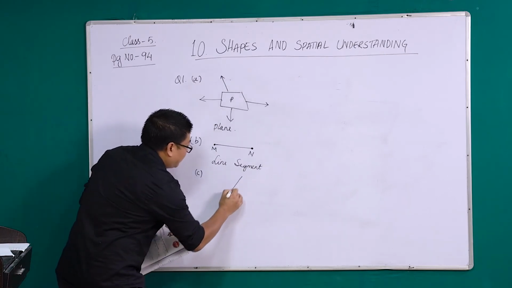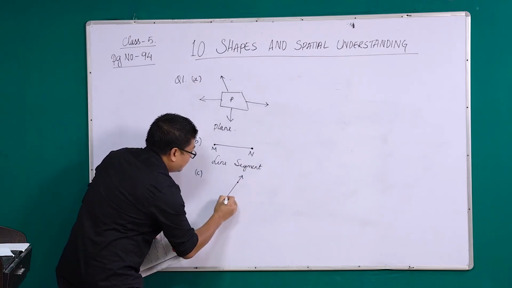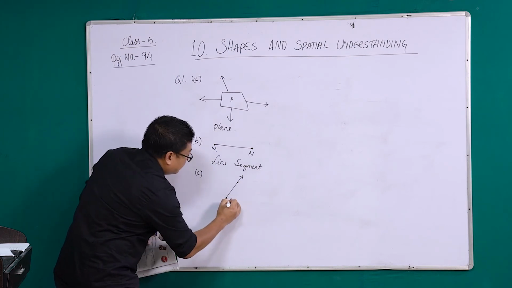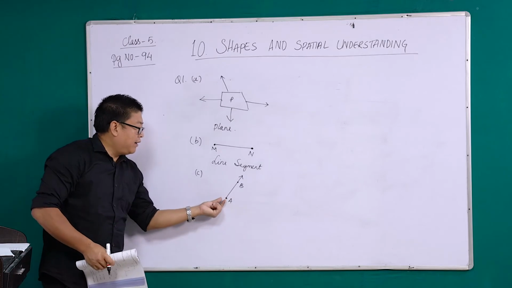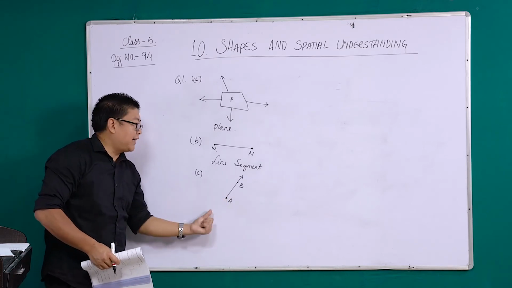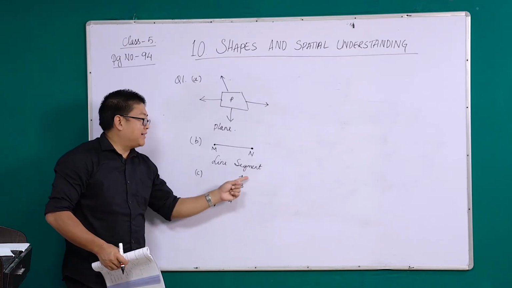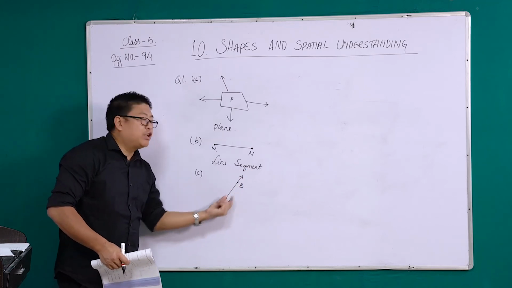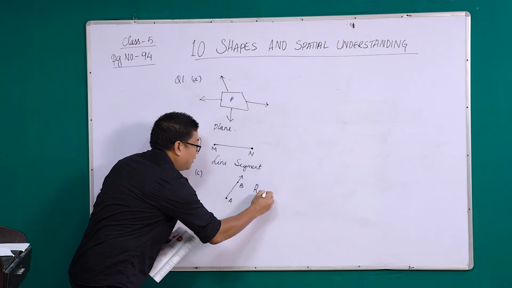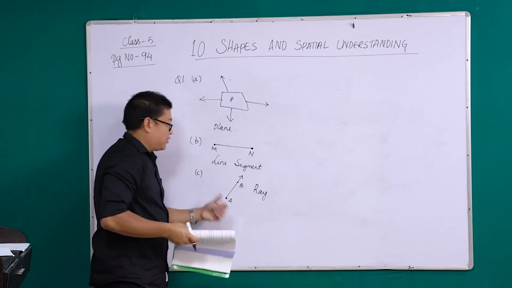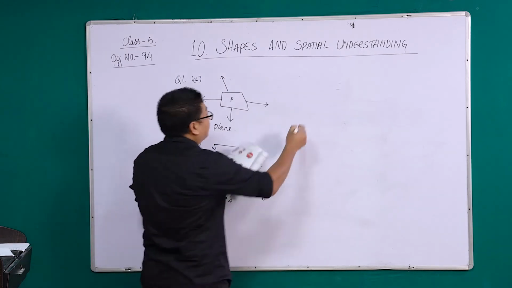C, they have given us this. They have given us 2 points, A, B. If you look here, this is the endpoint on one side. On the other side, it represents a line, right? So combination of these two gives you ray. So this answer is ray. The answer for this is ray.